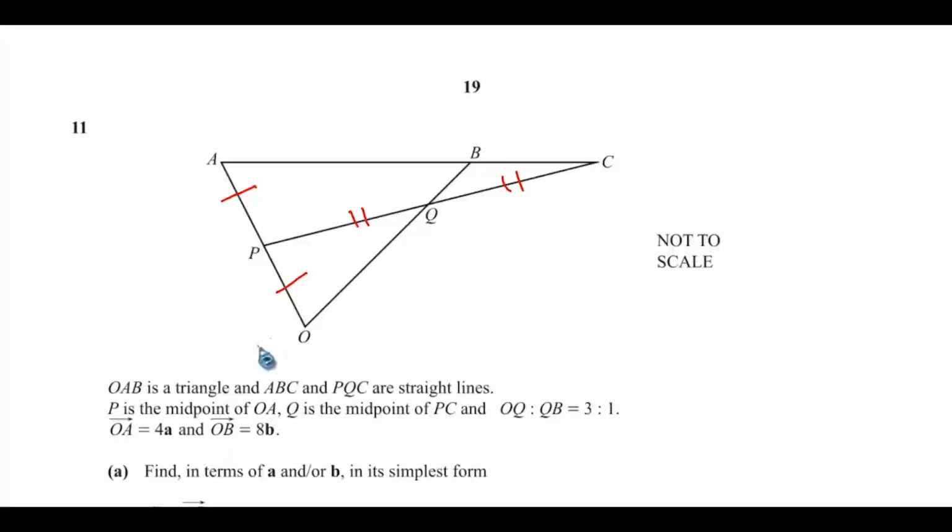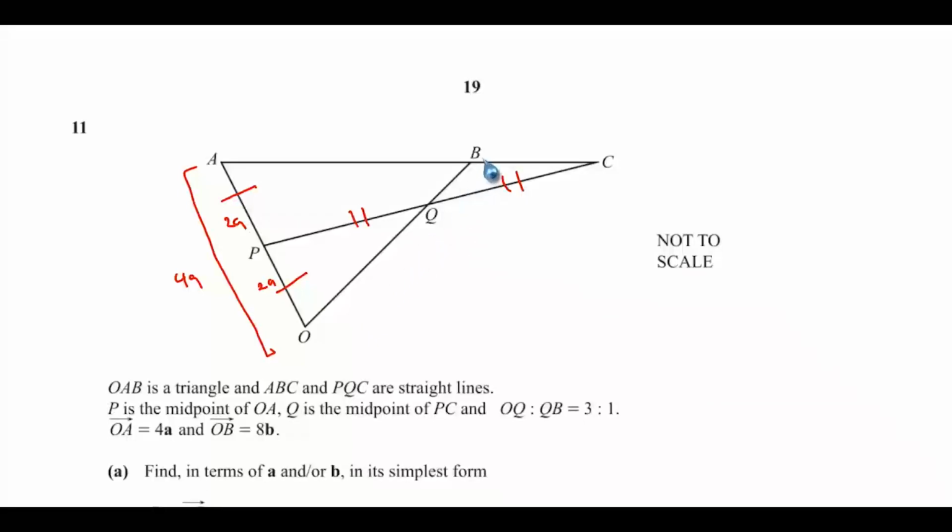OA is equal to 4A. The whole of this is 4A, and they are both equal, so this place will be 2A, and this place will be 2A. And OB is equal to 8B.